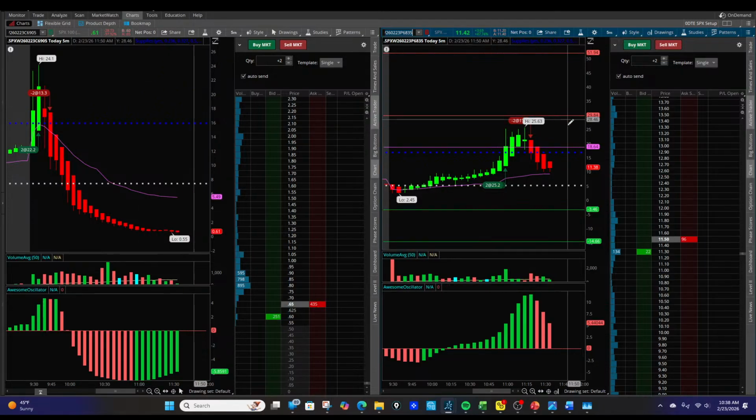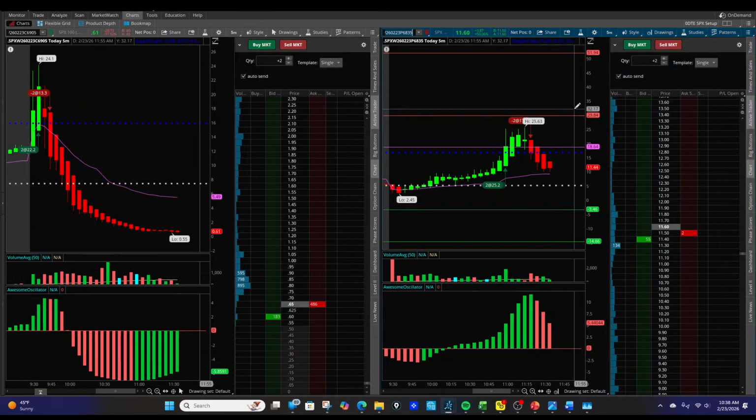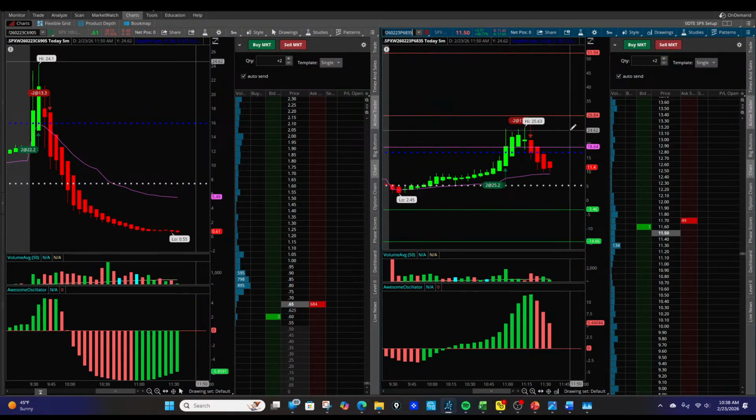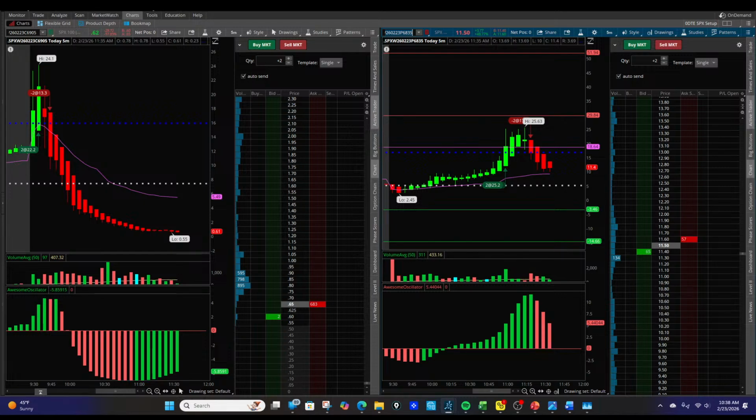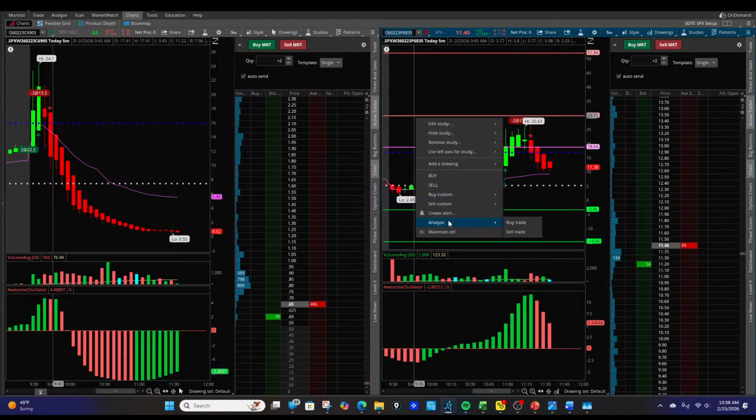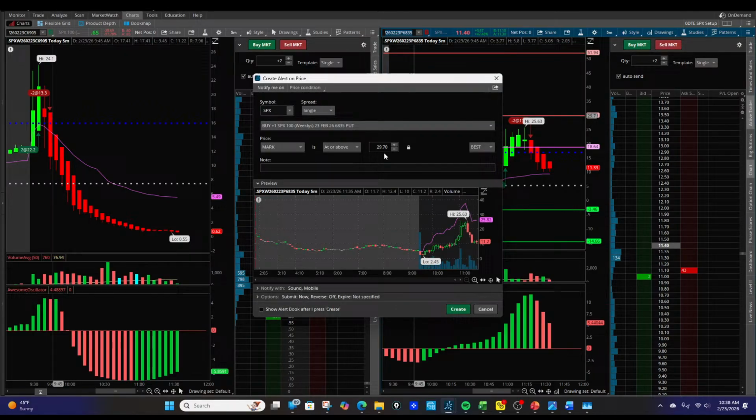It'd be nice if it went up to 29.84. That's the first resistance line. 29.84. I'm going to set an alert there because I want to see if it goes up there.